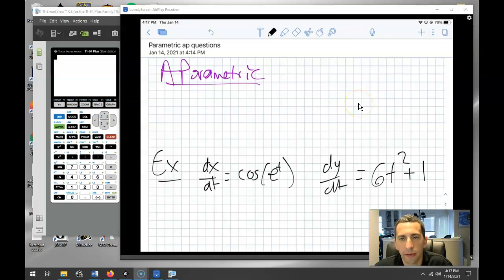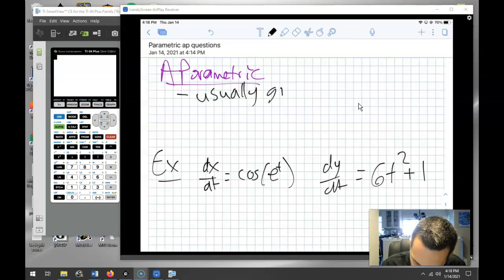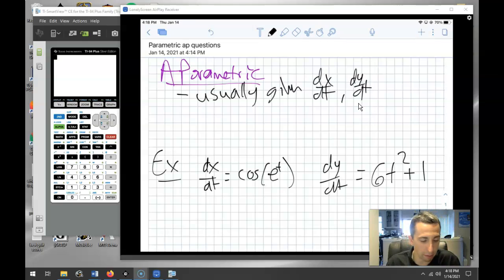So the point today of this video is to show you an example of what it's going to look like when you see parametric problems on an AP test. This is something that shows up a lot, both in the multiple choice and the FRQs. And usually when it's on the FRQs, and that's kind of the focus today, it's usually a problem where you're going to be given some combination of dx/dt and dy/dt. Like they'll give you the first derivative, like in the example I'm about to give.